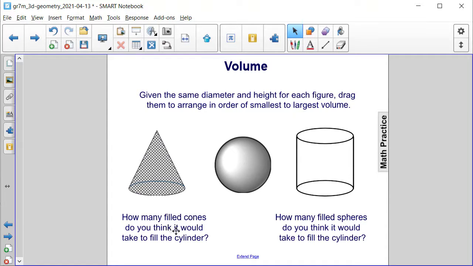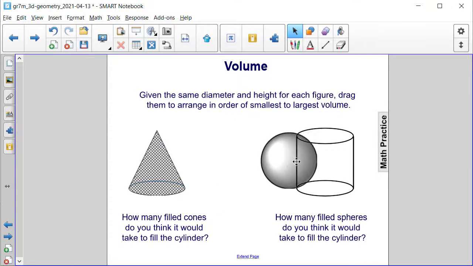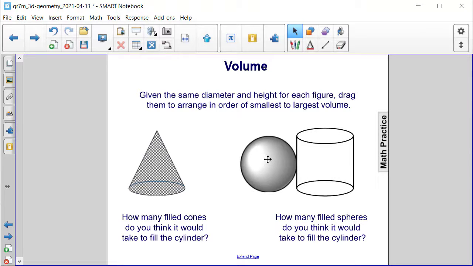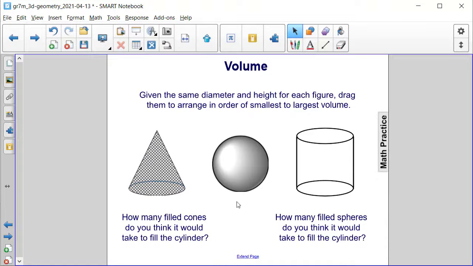How many filled cones do you think it would take to fill a cylinder? It's a triangle, so it might be half, or it might be a different fractional relationship. So I'm not sure how many spheres. It's definitely a whole sphere and then a little bit more. Let's see if we can find out more.